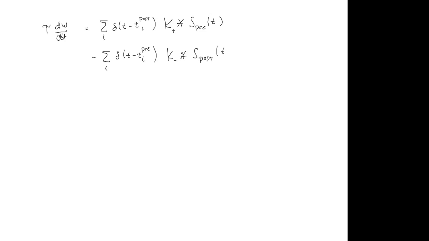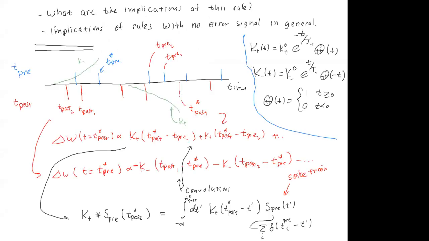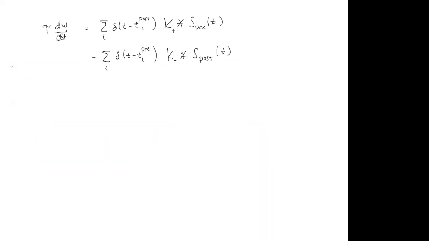So S post of t looks backwards in time. If you went back to here, S pre looks forward in time. Well, it also looks backwards, but with a sign flip. Okay. So this term here is the integral from minus infinity to t, dt prime, K minus of t minus t prime.